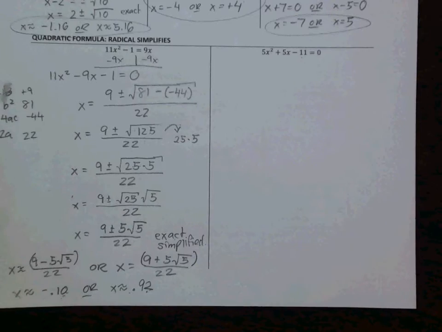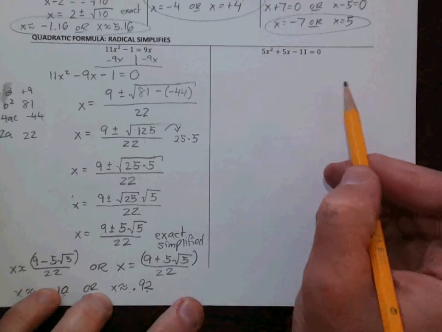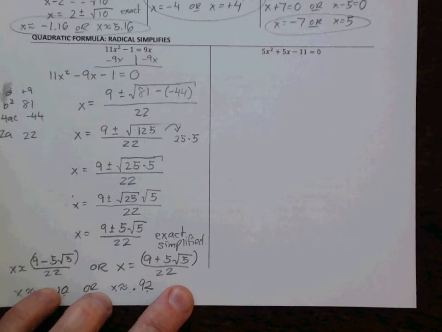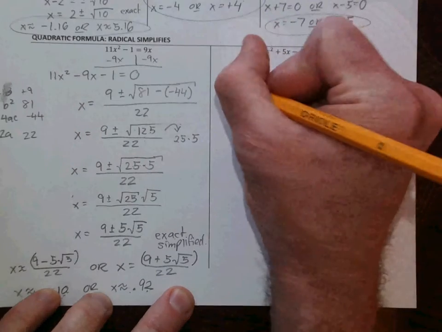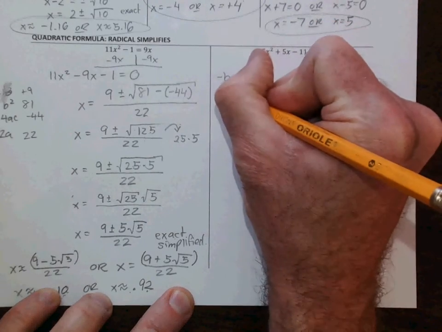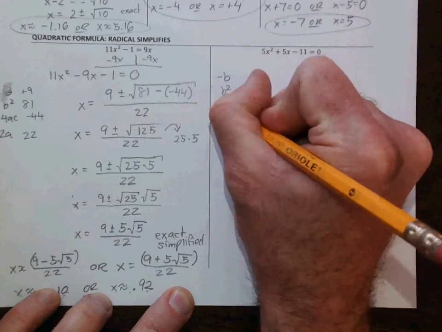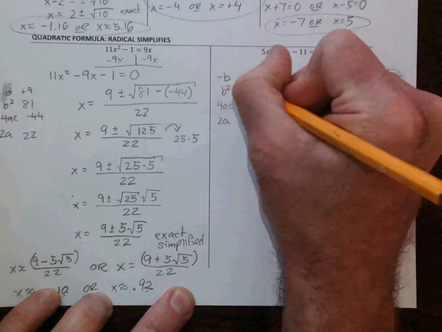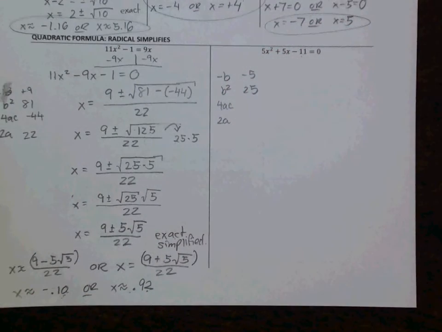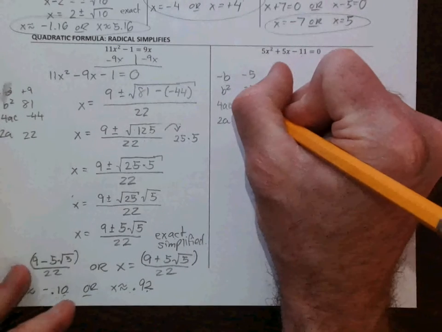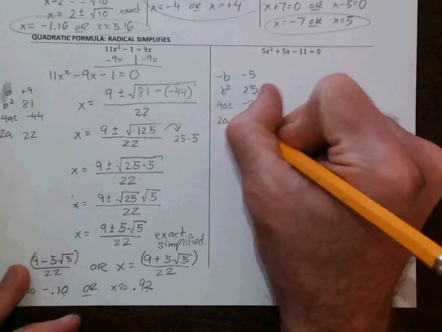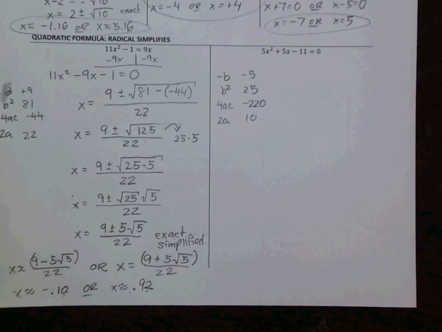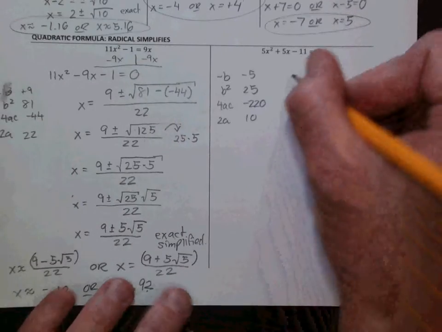Okay, hopefully you have all tried this problem. Please take note the right-hand side is already equal to 0. So I can make that little table of the opposite of b, b squared, 4ac, 2a: negative 5, 25, 4 times 5 times negative 11 is negative 220, and 2a is 10. So plugging into the quadratic formula, and if you want you can write it down.